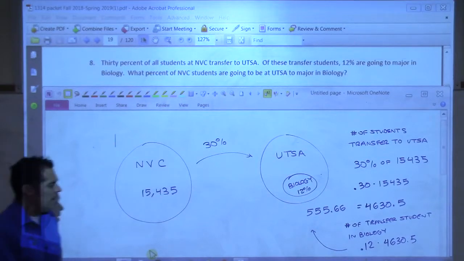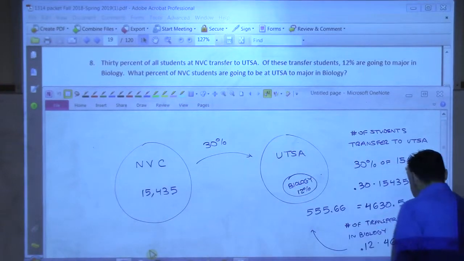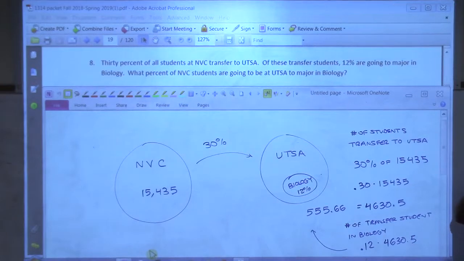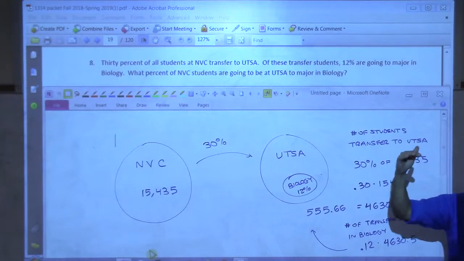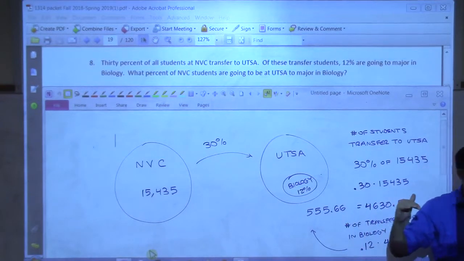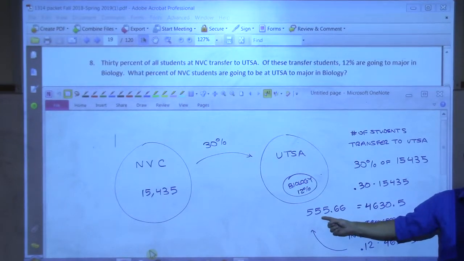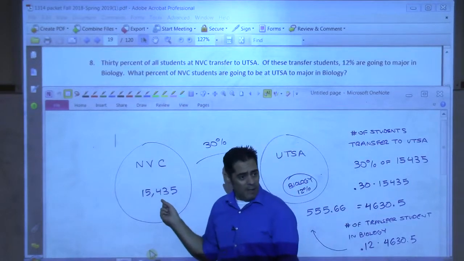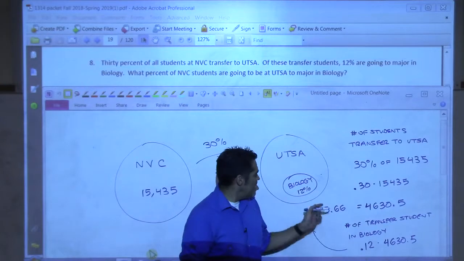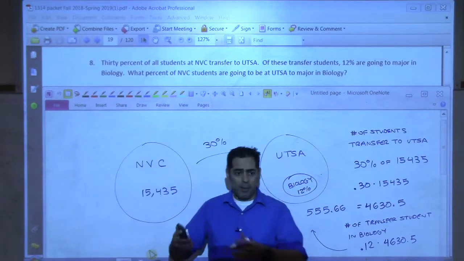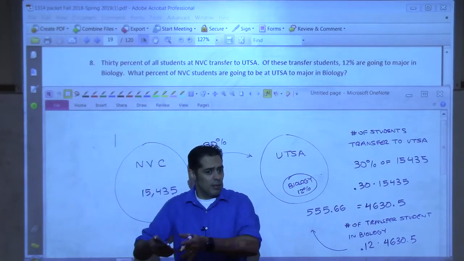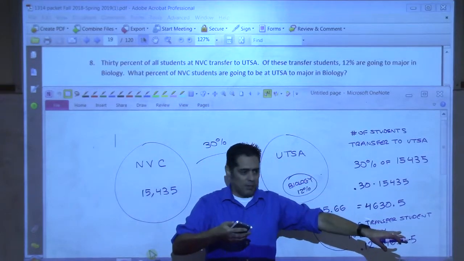So let me try and do it this way. Remember how we did, how many of you have iPhones, right? And we said you take the number of people who have iPhones and you divide by the total number, right? Well, how many students are going over to UTSA and becoming biology majors? This many. How many students were there total? 15,435, right? So if I take that number and divide it by that number, that's the percentage of students that were at Northwest Vista that wound up in biology at UTSA.